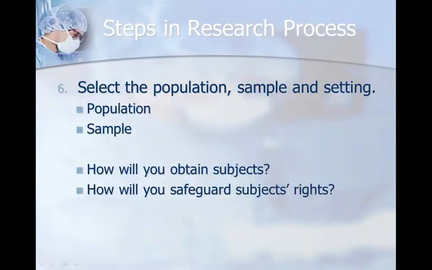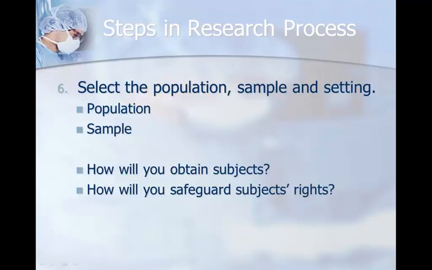Now our sixth step is to select the population, sample, and setting. So the population is really defined as all possible members who meet the criteria for your study. So whatever you've set your criteria and your methodology to be, you're going to select the members who meet the criteria for your study. The sample is the subjects from whom the data will be collected.